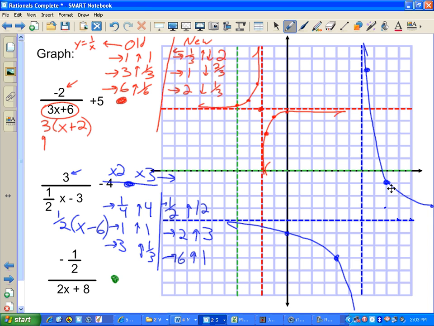Then we can do the green one. For the green one, all my y movements are going to be multiplied by -1/2, so it's going to flip them in the opposite direction. And my factored form is going to be x plus 4, and all my x movements are going to be multiplied by 1/2. So I used to go over 1, up 1, now I'm going to go over 1/2, down 1/2.